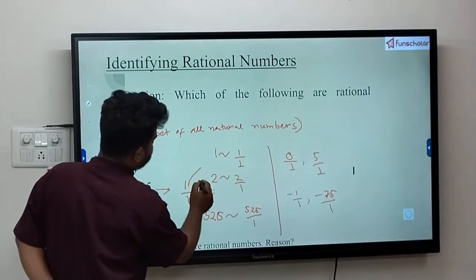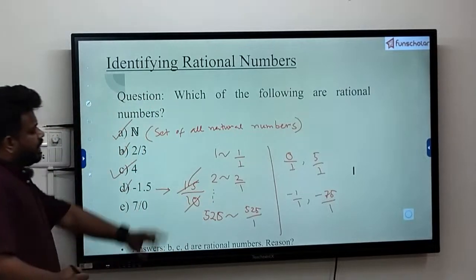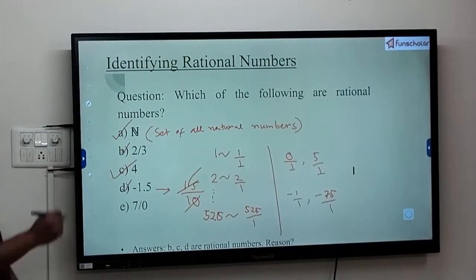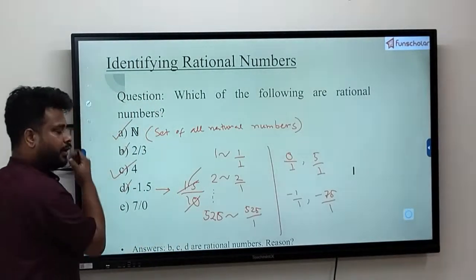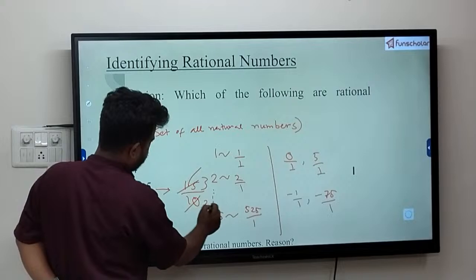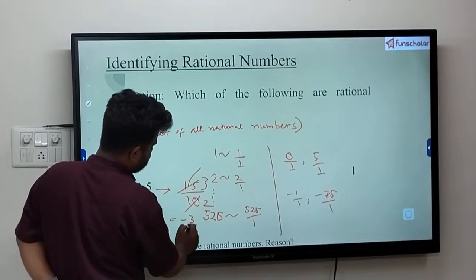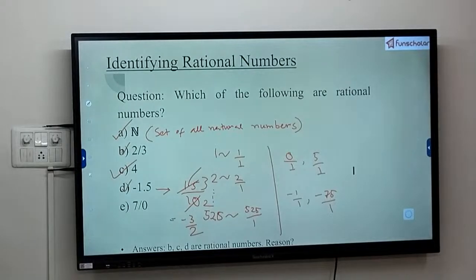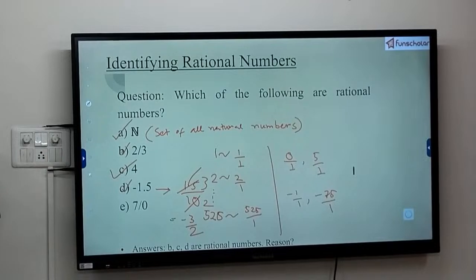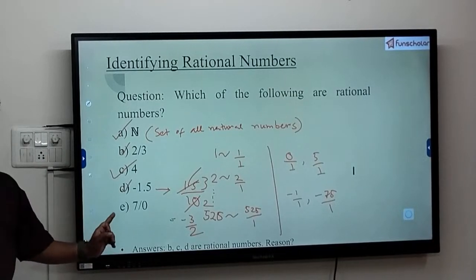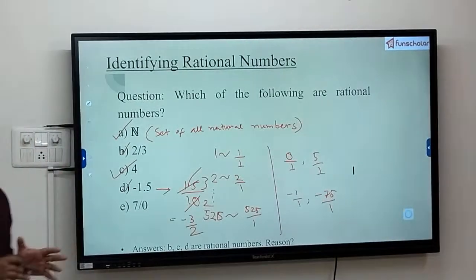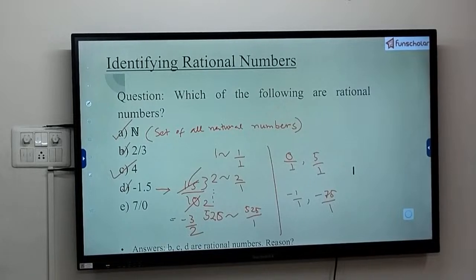It can be reduced, it can be cancelled by dividing it by 5 on both sides. If you divide it by 5, then it will be 3 by 2. So the answer will be minus 3 by 2. So it's a rational number itself. Only the last one won't be a rational number, because it's dividing a whole number or a natural number by 0, which can't be possible.